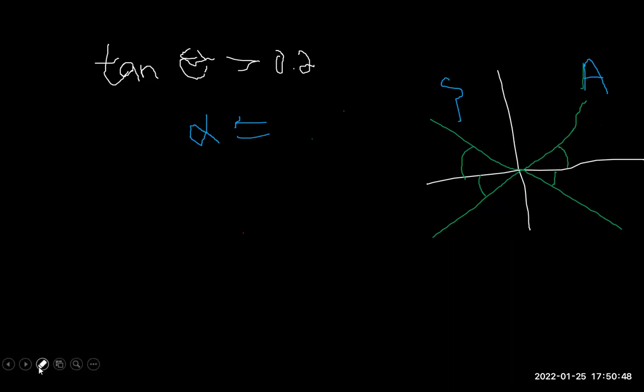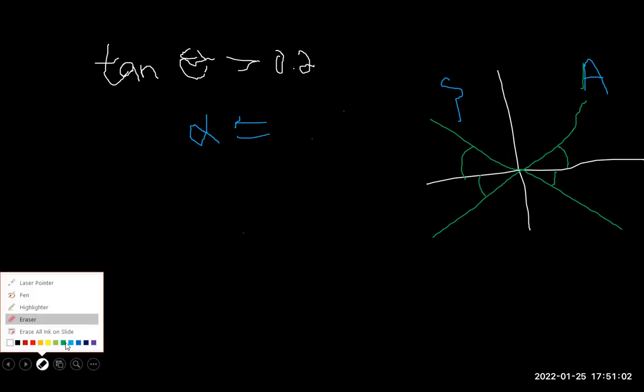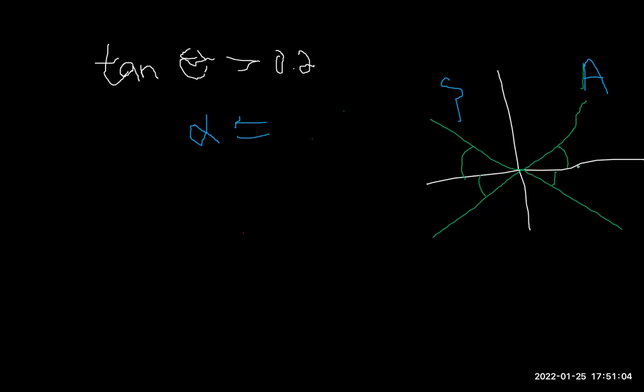11.3. Can you tell me how you got that? Tan inverse of 0.2. Yes, so that is how we find the acute angle. When I say acute angle, I mean the angle between 0 degrees and 90 degrees, and it's always measured from the x-axis. So 11.3.